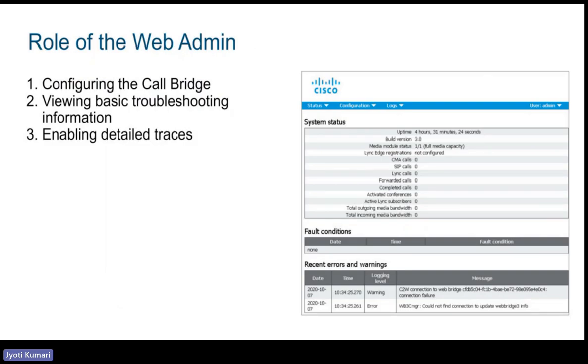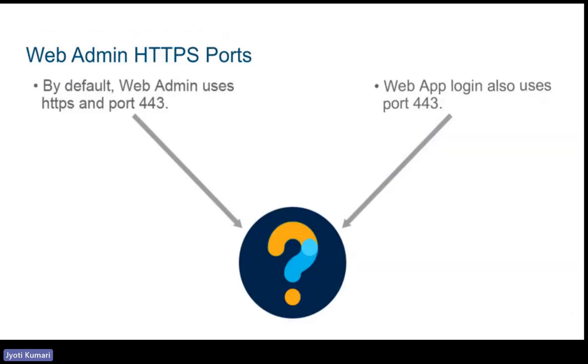Then the role of Web Admin, we saw, is to configure the Callbridge, view troubleshooting information, and enable detailed traces. Then we have Web Admin HTTPS ports. The default port used is 443. It always uses secure HTTP, that is the HTTPS protocol, which is used for CMS. So Web Admin provides the GUI, and through it we can simplify the configuration of all the Callbridge settings through HTTPS port 443.